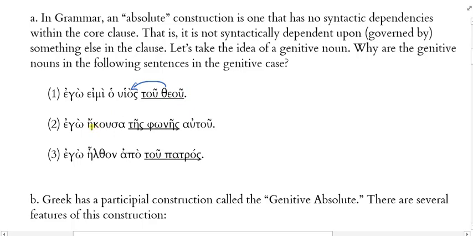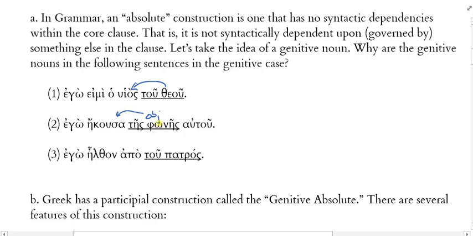Look at number 2. Ego ekusa tes phones autou. Why is this word phone, why is that genitive case? Okay, it's the object of ekusa, and most of the time our objects are what case?